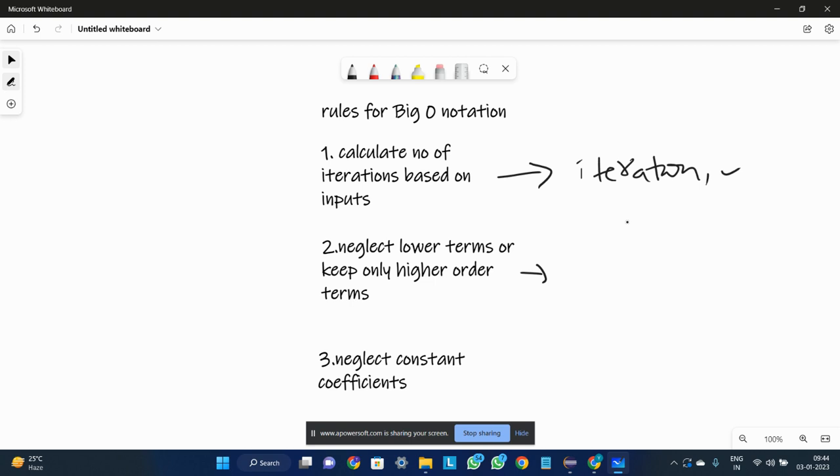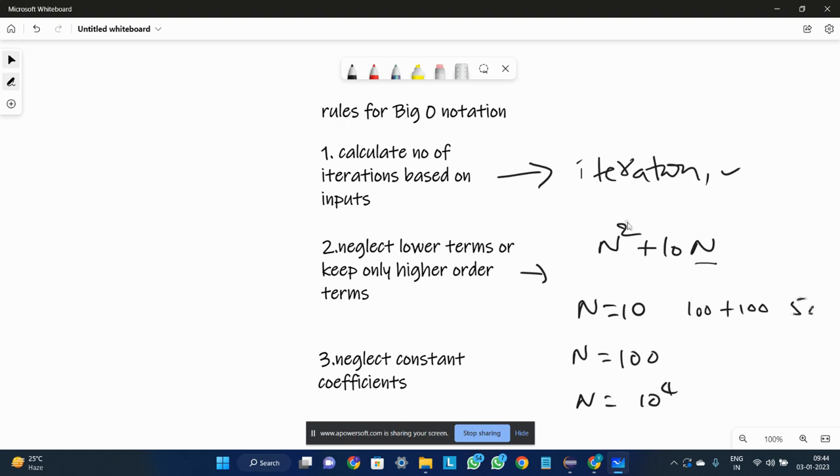What it means, let's take an example: n square plus n, any polynomial. Here, let's take n equals 10, and also let's take n equals 10 power 4. Now what is the percentage of the small n in n square? See, for n equals 10, it is 100 plus 10, so the total is 110. The contribution of n is 10, so here it is about 9 percent.